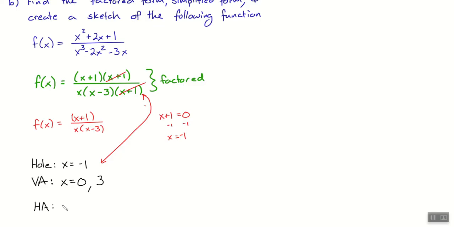So what do we just decide? The numerator gets kind of big and the denominator gets really big. What's some number over a really, really, really big number? 0. There's our horizontal asymptote.